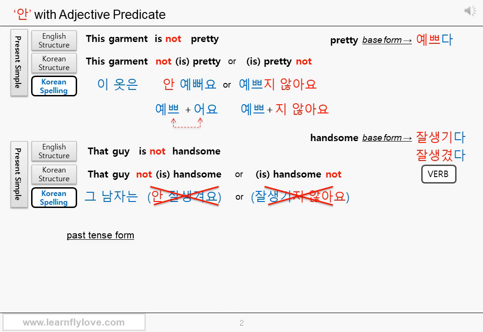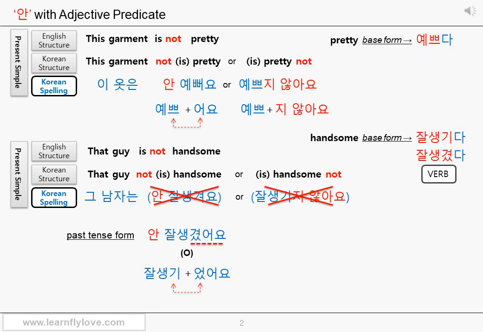Negative adverb 안 plus the stem 잘생기 plus the past tense ending 었어요. The last letter of the stem, 기, doesn't have a final consonant. Thus, it has to be combined with the next 어 sound. And it makes the 겼 sound. 안 잘생겼어요. 그 남자는 안 잘생겼어요.